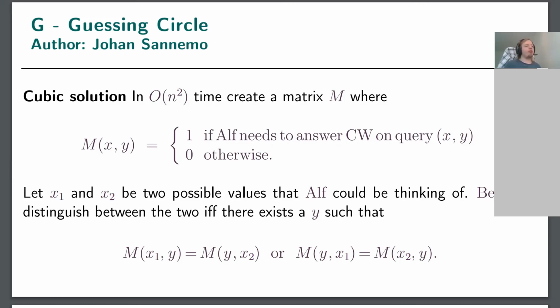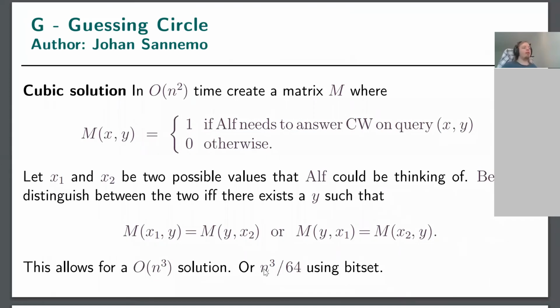So let's try to think about that test. It turns out that the test you really want to do is, to be able to distinguish your x's, you have to think about whether there exists a y such that alpha is forced to answer clockwise on one and counterclockwise on the other, or the other way around. That's what these matrix things here are. So you can just go over all x1 and x2 and try to see if there exists such a y, and this will run in order n cubed time.